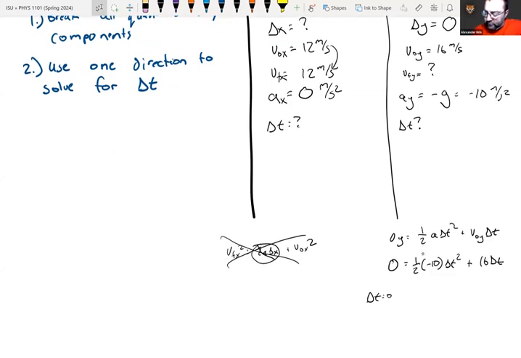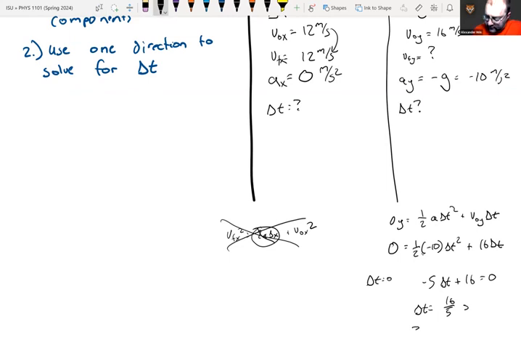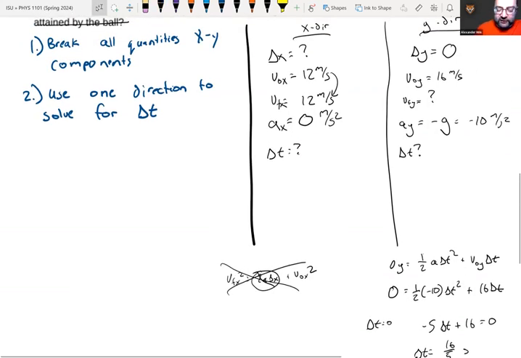That will be one answer, but the other one will be you have 1/2 times -10, which is -5 delta t plus 16 should equal 0 as well. So that's factoring out a delta t and setting them both equal to 0. And then what you get is delta t equals 16 over 5 seconds, which I think is 3.20 seconds. Okay, so delta t equals 3.20 seconds.